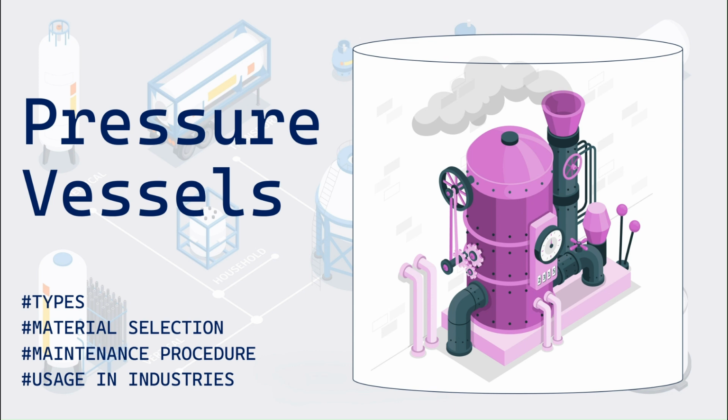For starters, a pressure vessel is a closed container designed to hold gases or liquids at a pressure significantly different from ambient pressure, commonly used in the petrochemical sector for storage, processing, and transport of fluids.